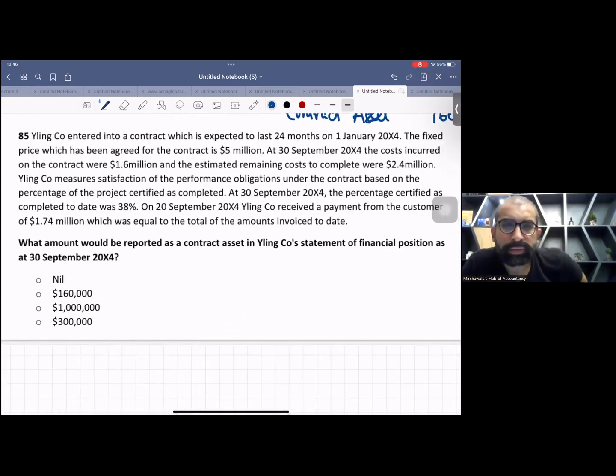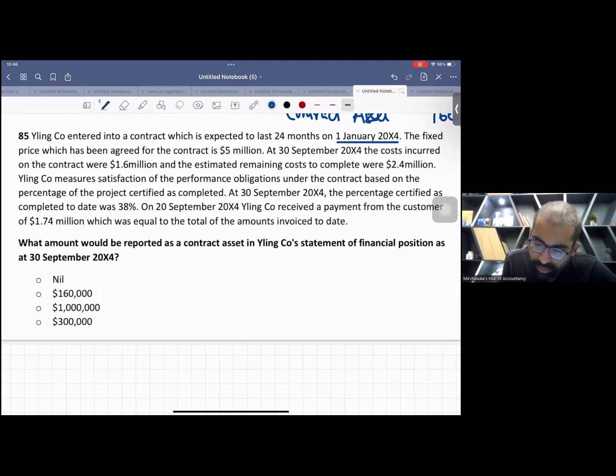Now listen, next question, be confident. This is not a big change. This is an easy change, to be very honest. Now, yielding company entered into a contract which is expected to last for 24 months on 1st January X4. This is the starting date. The fixed contract price, this is relevant. Yes, your total contract revenue is 5 million.